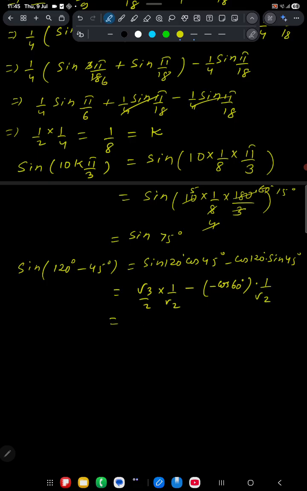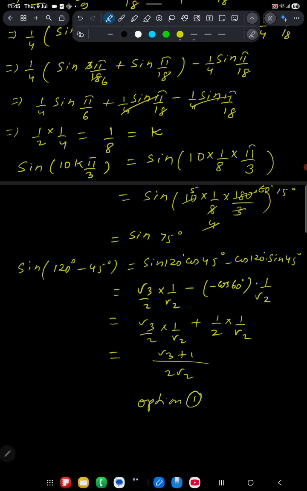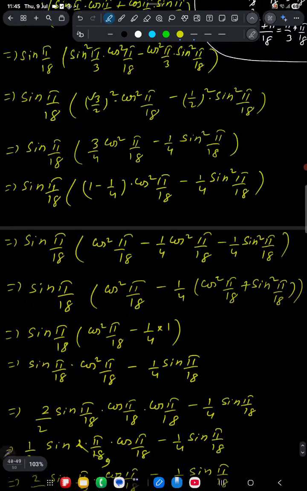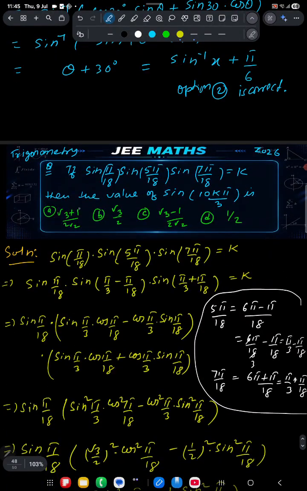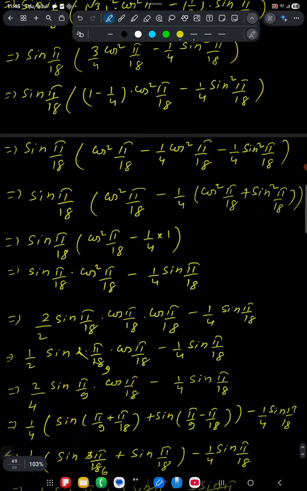Next step, root 3 by 2 into 1 by root 2 minus minus plus cos 60 is 1 by 2 into 1 by root 2. So it will give you root 3 plus 1 by 2 root 2, and this is option 1. Option 1 is correct. Okay, you can check it here. It is looking lengthy, but it is a very easy question.